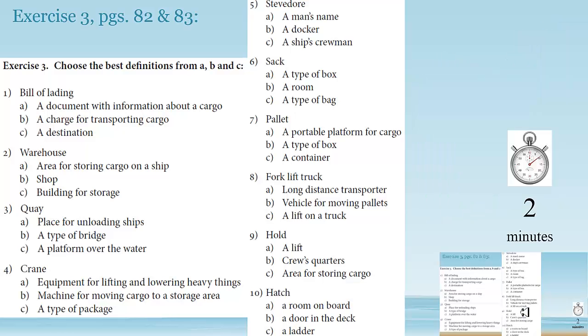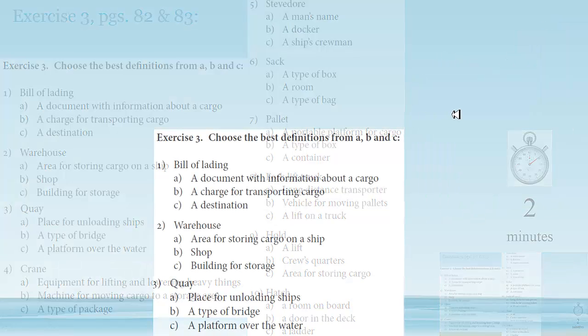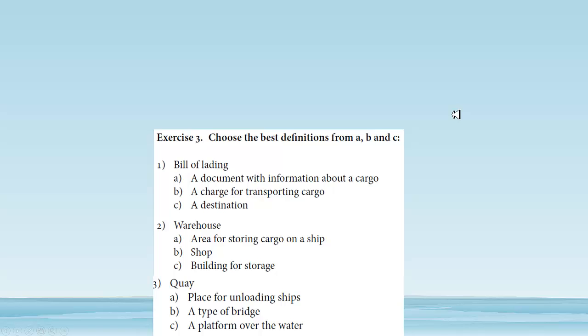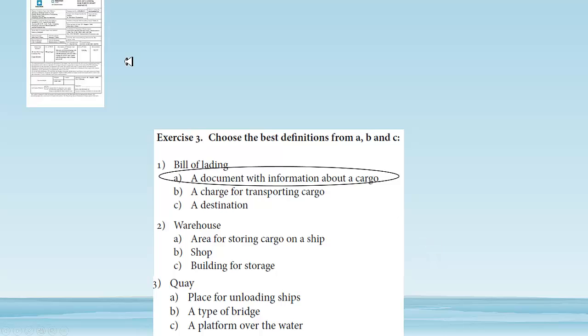Great. Okay, let's go and get the answers. I hope you thought this was pretty easy, but it's not as simple as it looks. Bill of lading, is that a document with information about a cargo? Charge for transporting cargo or a destination? Well, it's a document. Here's what it looks like. I'll show you in a second a little bit more about what it looks like, but a document with information, that's just the half or not even the third of it.